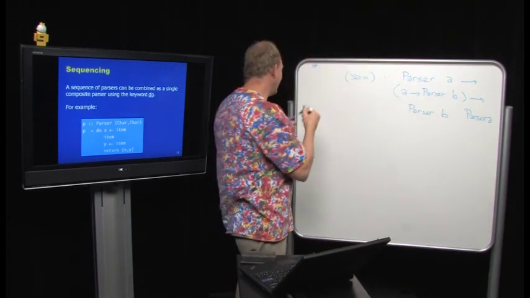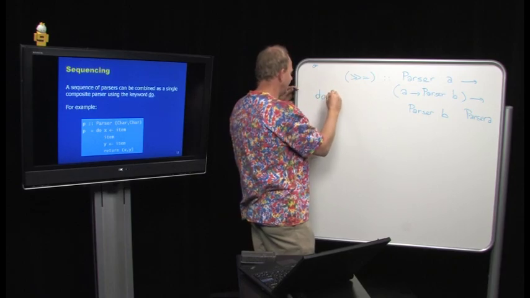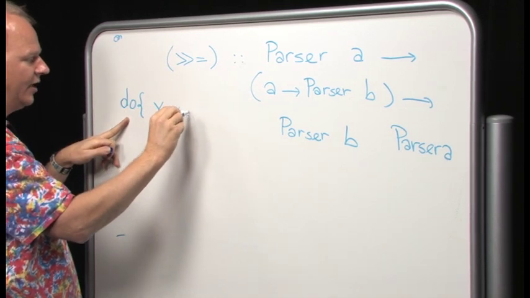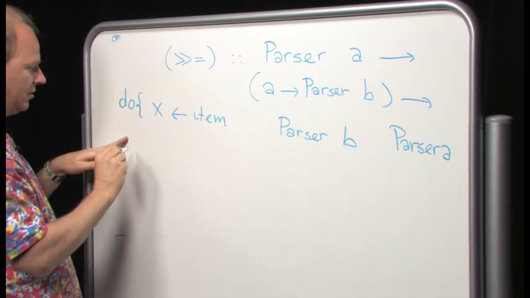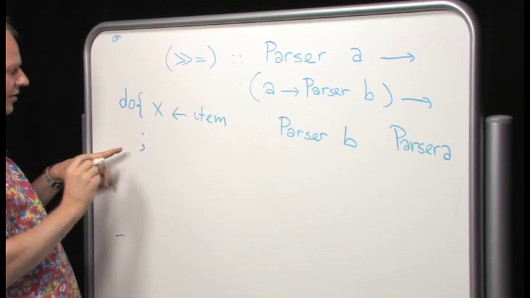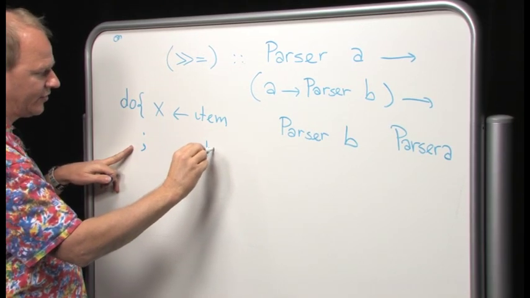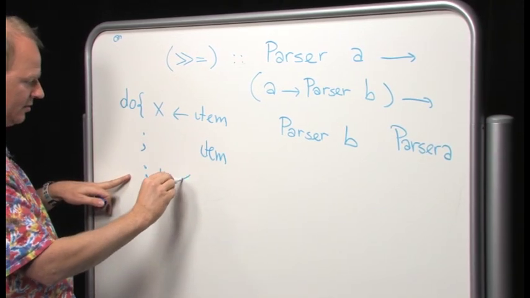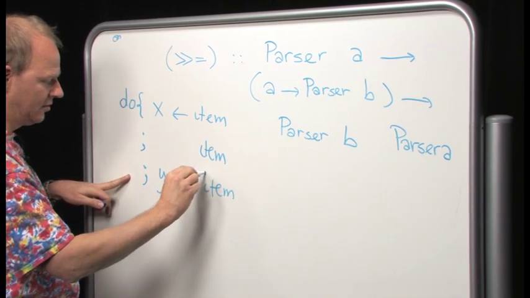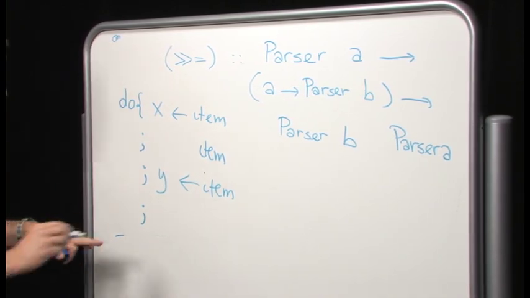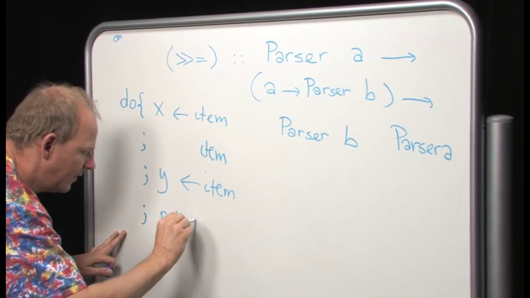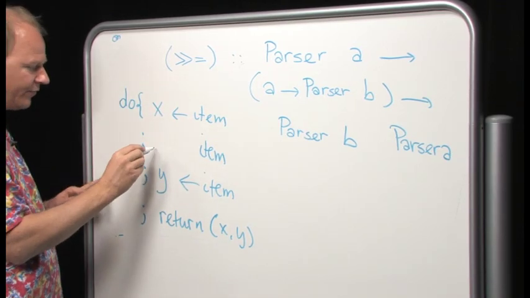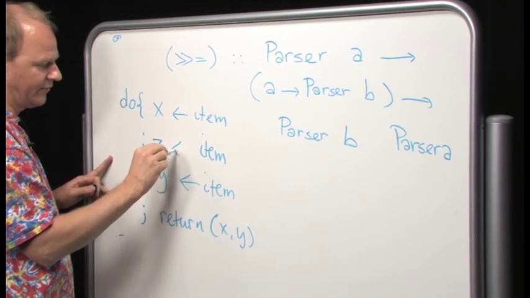What you see on the slide is the following notation, and I will write it using curly braces. So you say, give me x from item. And then I like to write the semicolon here. Then it says parse an item. And then it says, give me y from item. And then it says return x comma y. Now this is an abbreviation for saying, z from item.